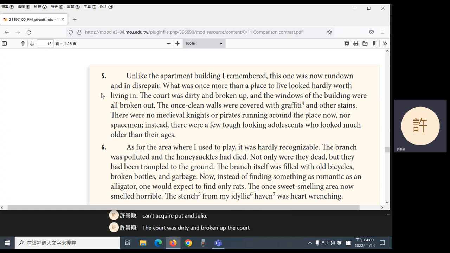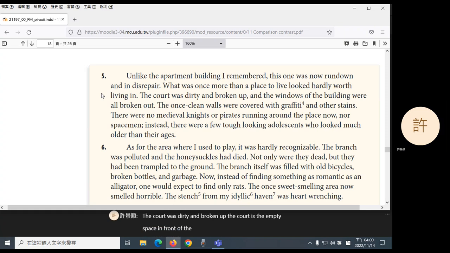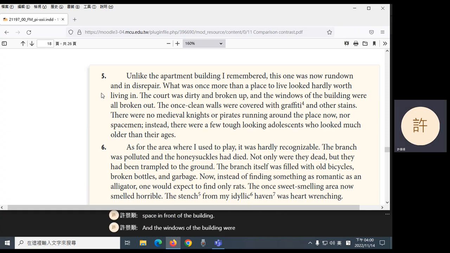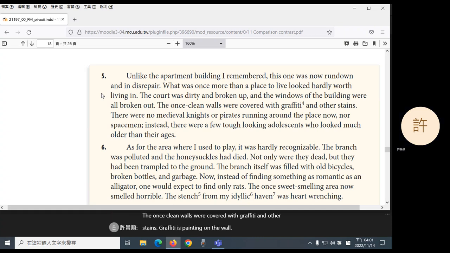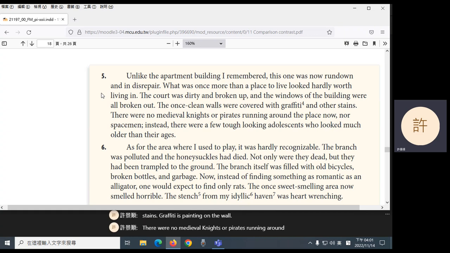The court is the empty space in front of the building. And the windows of the building were all broken out. The once clean walls were covered with graffiti and other stains. Graffiti is painting on the wall. There were no medieval knights or pirates running around the place now, nor spacemen. Instead, there were a few tough-looking adolescents, who looked much older than their ages.